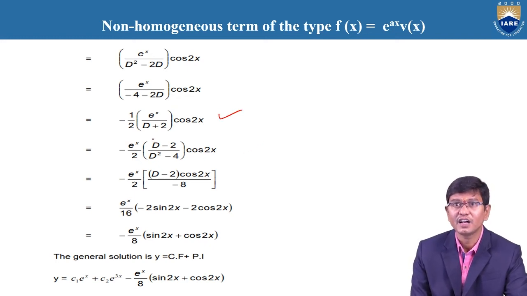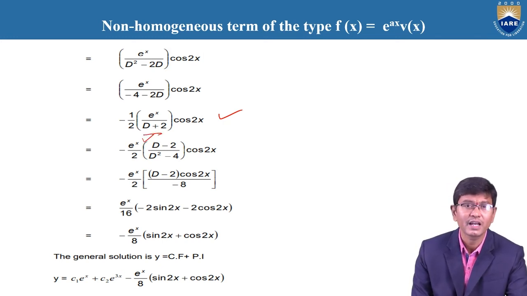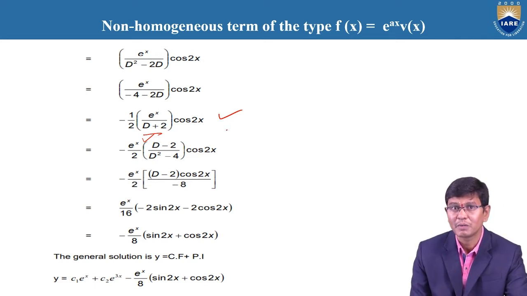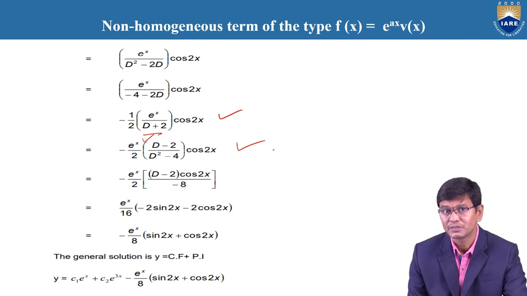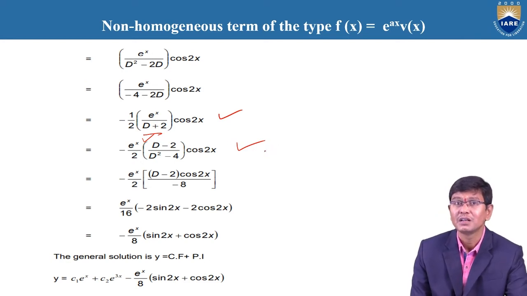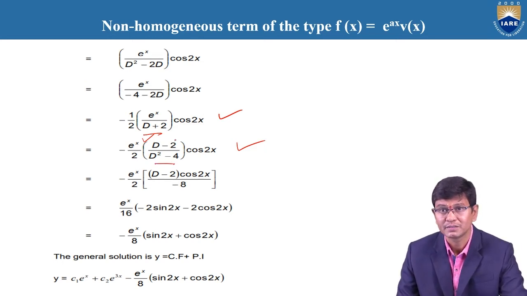Once again, taking out the common factor −e^x by 2, the denominator is D + 2, which is not suitable for the direct formula of type 2, as D² is required. So we rationalize with (D − 2) into (D − 2). The denominator reduces to (a + b)(a − b), that is D² − 4, and the numerator is (D − 2) into cos 2x.